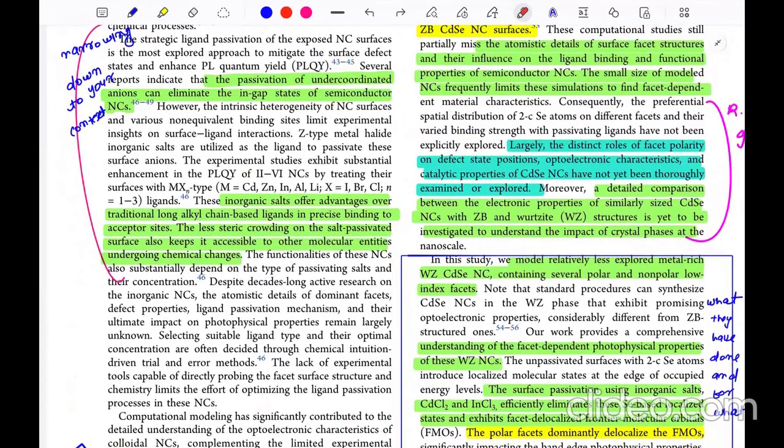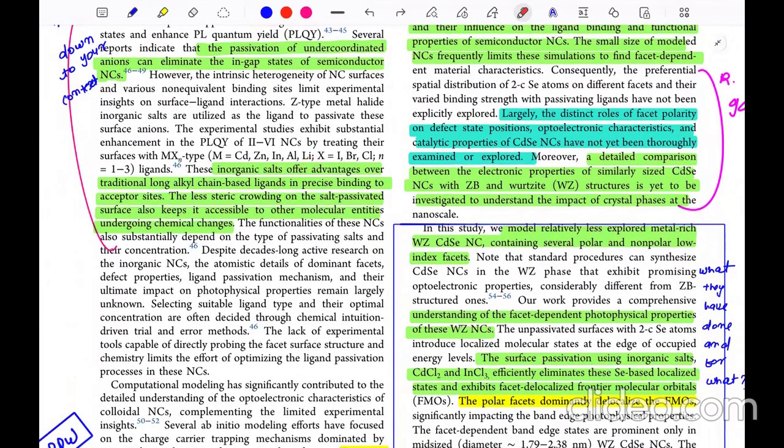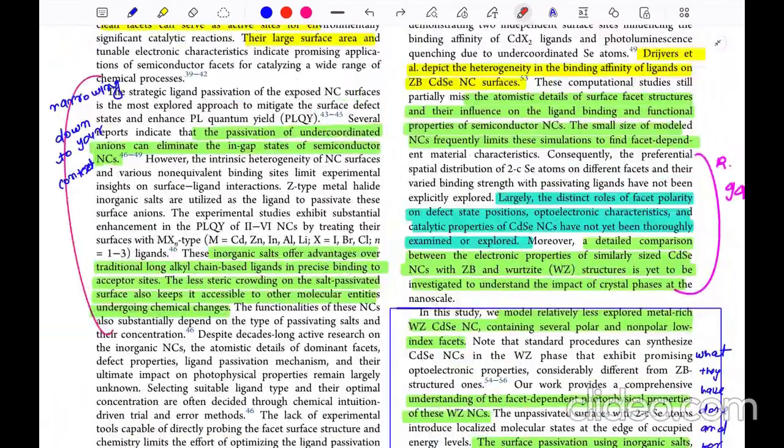They will be talking about the passivation of undercoordinated, two-coordinated selenium ions in this paper, and also they will be talking about how surface passivation can be done with inorganic salts like CdCl3 and CdCl2 and MCl3, indium chloride. So they are slowly narrowing it down to their context in this part.